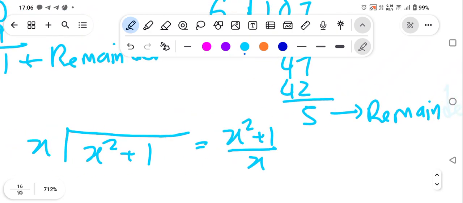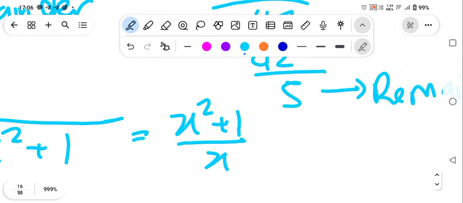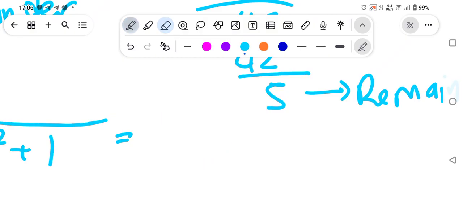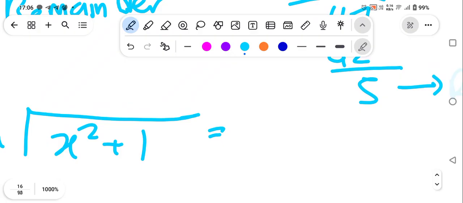So this is an improper fraction. We are dividing an improper fraction, because the power of the numerator is higher than the power of the denominator. So this is not a proper fraction. It's like 45 divided by 7. Clearly this is not a proper fraction.